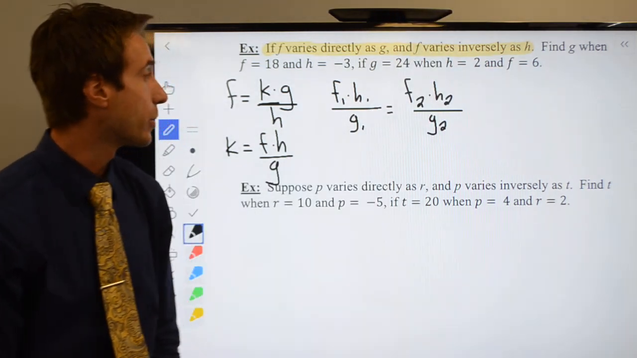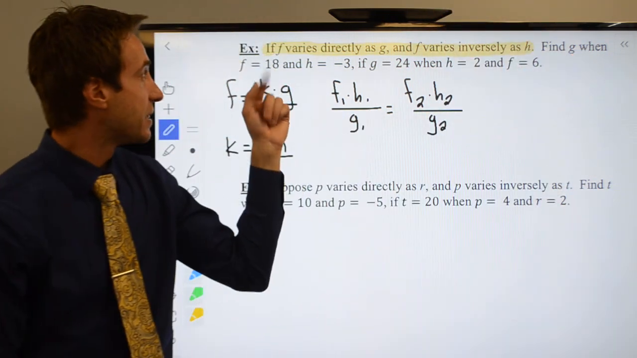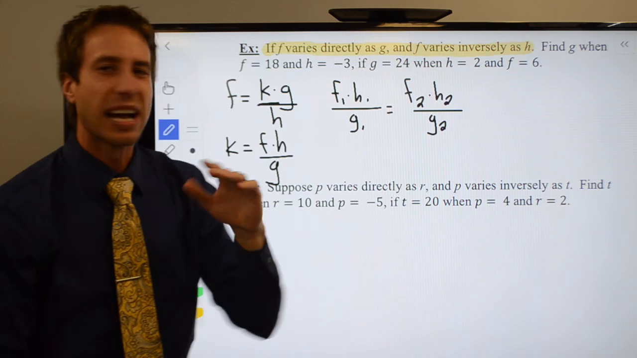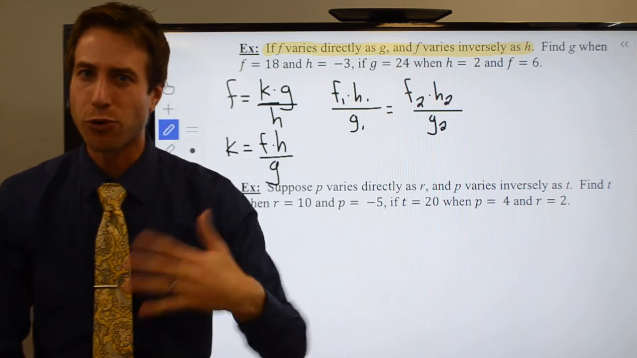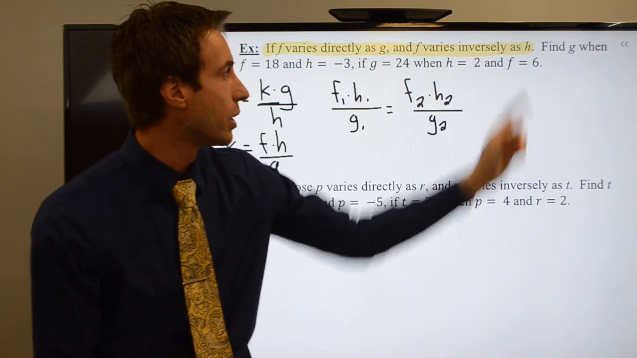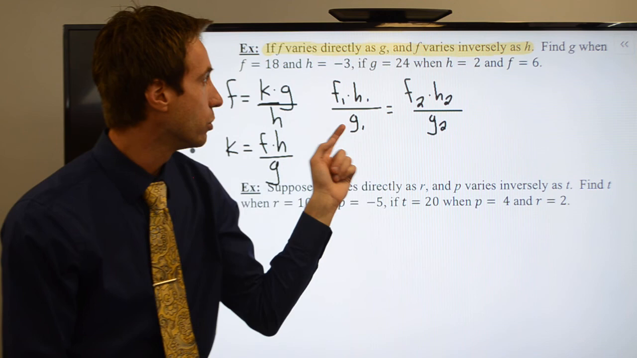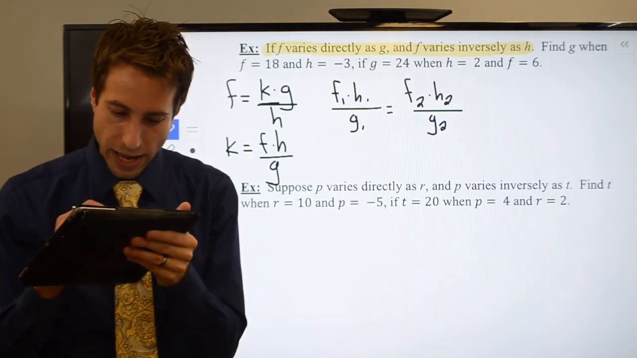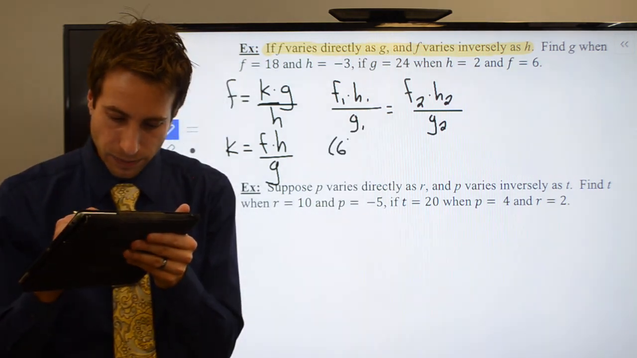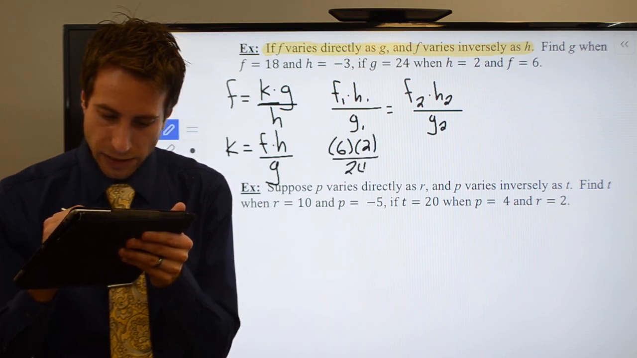Away we go. So here we go. I want you to find G. Great, I know I'll be solving for G. When F is 18, H is -3. Again, remember, I generally like when I'm given all three variables, to make that my initial set. So I know G is 24, H is 2, and F is 6. So I'll plug that stuff in here. F 6, H 2, G 24. So let's do that. I'll have 6 times 2 divided by 24.